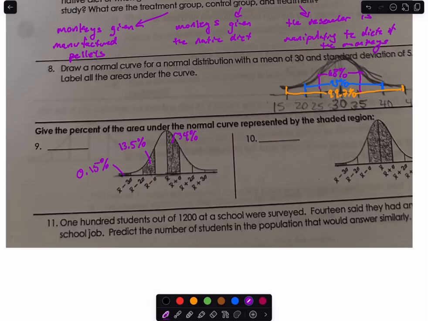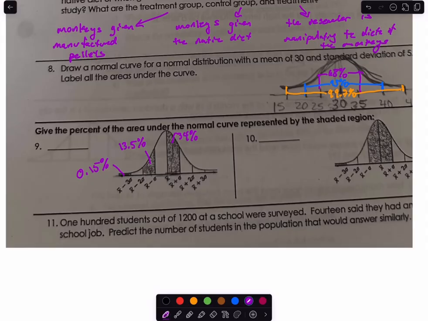Should be this region here. Where's this? I don't think I got that one, so okay, I'm going to go with those results.